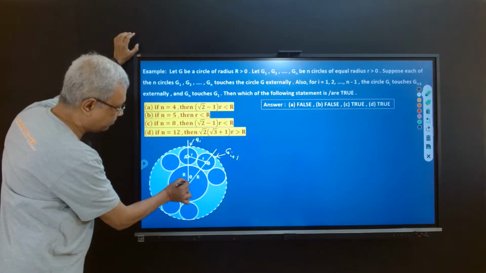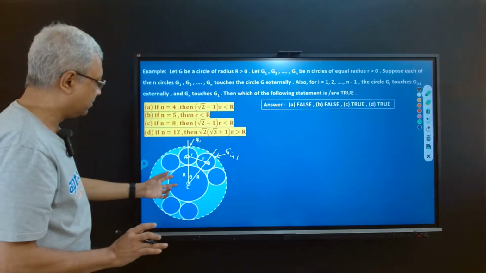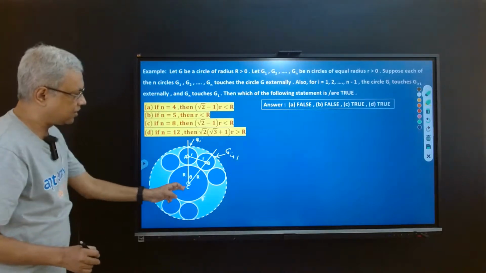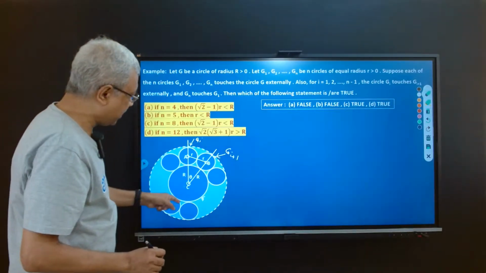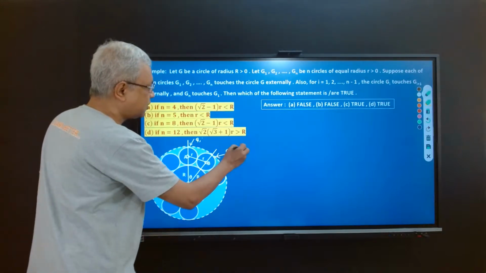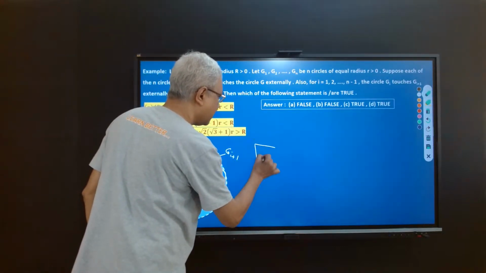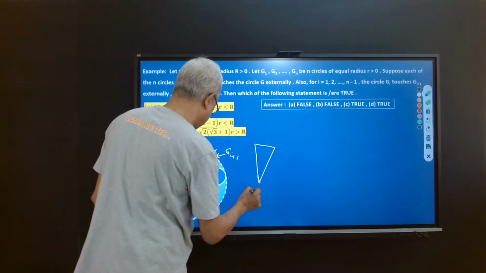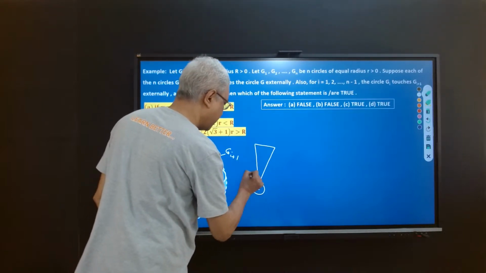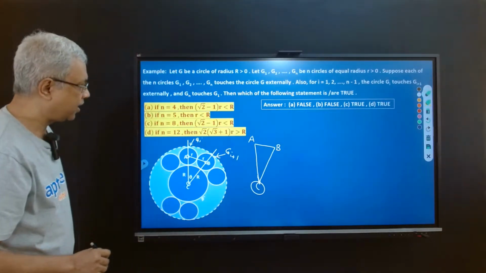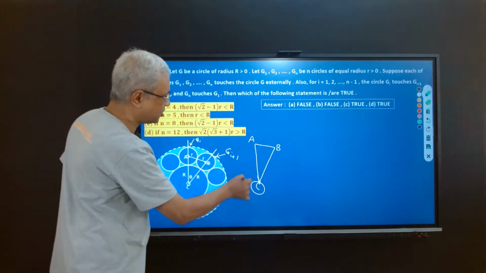This is the center of circle G. Its center is C. So I take A, B, C, these 3 points, 3 centers, and take out this figure from this diagram. So you get a figure like this. This is C. This is B. This is A. Now what is this length RC?